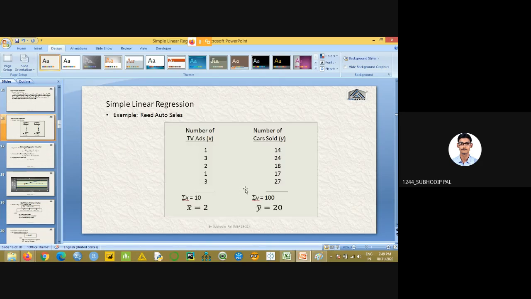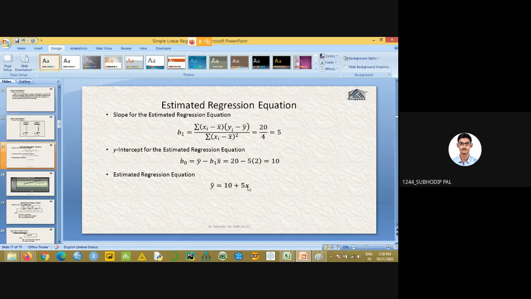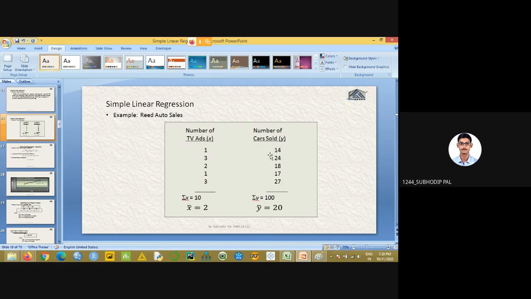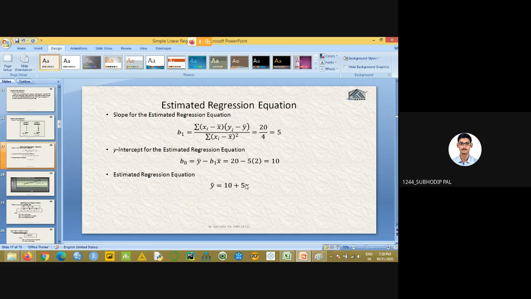So I've calculated with 1 to 3. The number of TV ads here is 1, 2, and 3. Suppose my number of ads will be 5. Suppose I want to put 5 ads on a particular TV channel on a particular day. So what will be my sales value now? I can easily interpret from this equation. 5 into 5, 25, plus 10 is 35. So my number of cars sold will be 35 if I put 5 ads on a particular day. Got it?